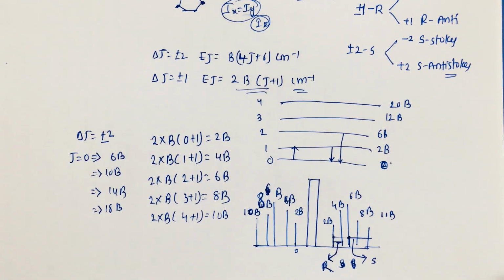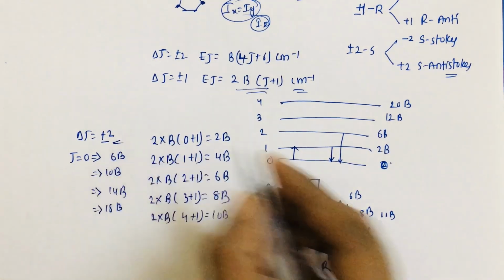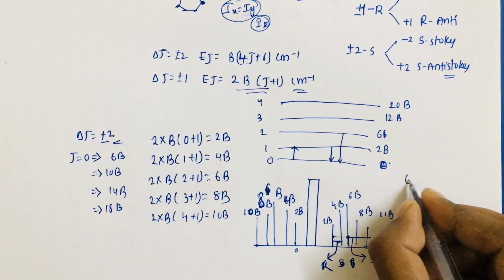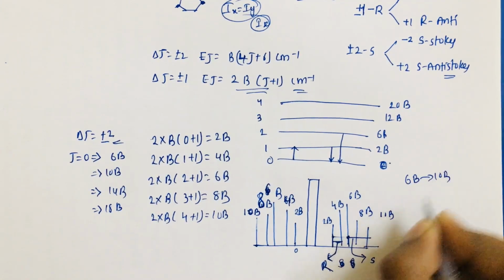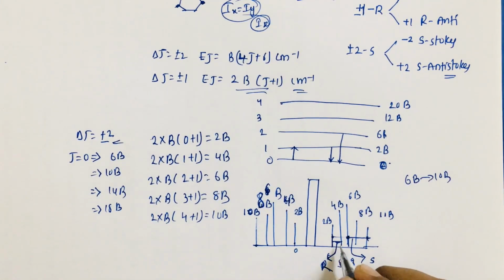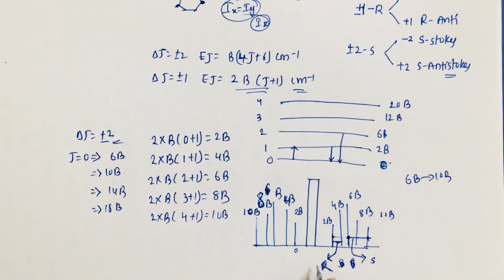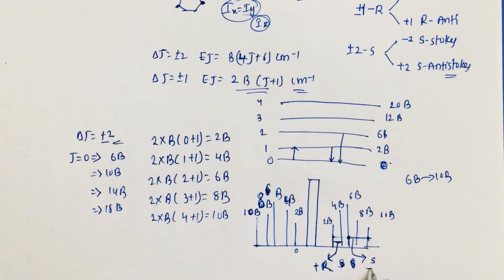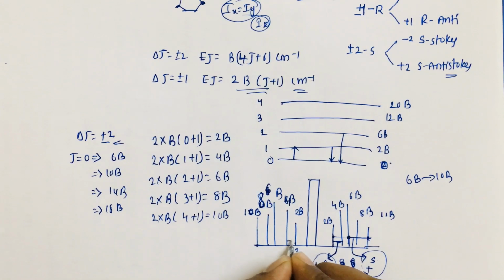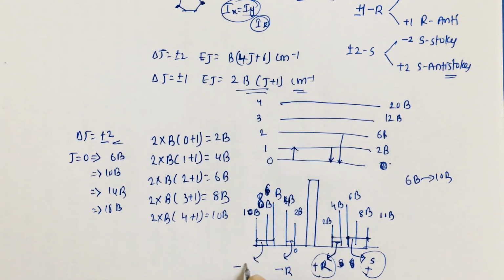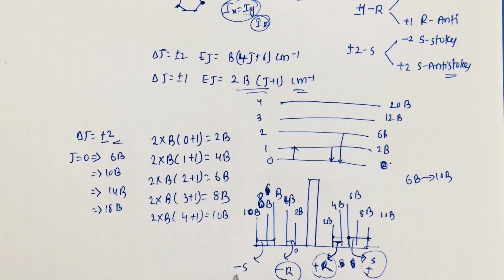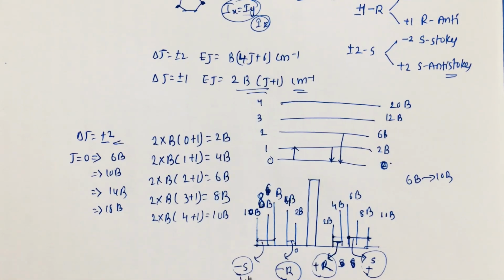The first transition for S, when we have delta J equals plus or minus 2, as I explained before, is 6B to 10B. That's why we call this an S line, and this an R line. This is the positive side, meaning R anti-Stokes lines and S anti-Stokes lines. Here this transition will be minus R, and from 6B to 10B this equals minus S: R Stokes lines and S Stokes lines.